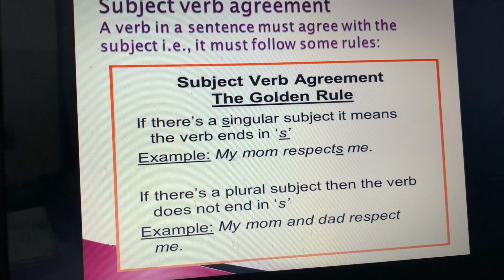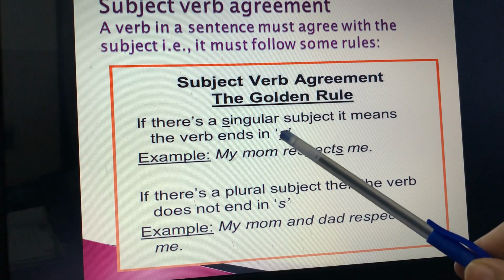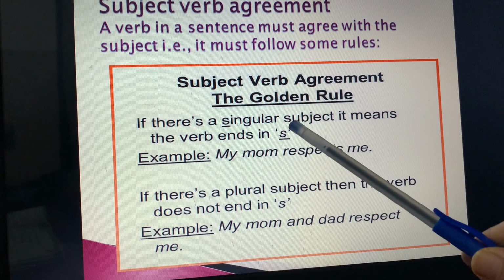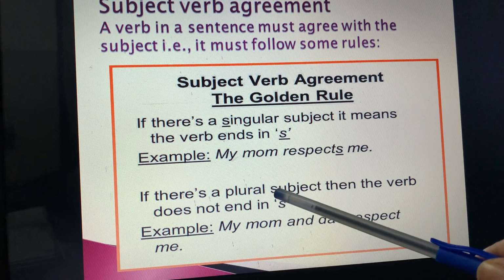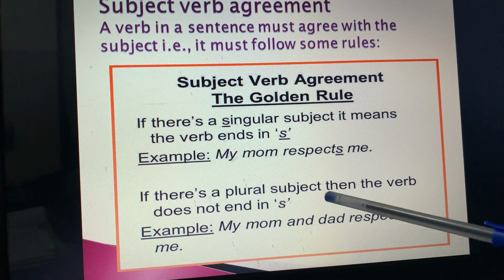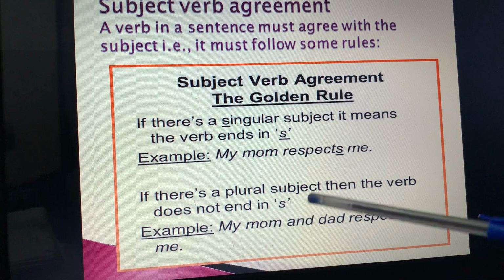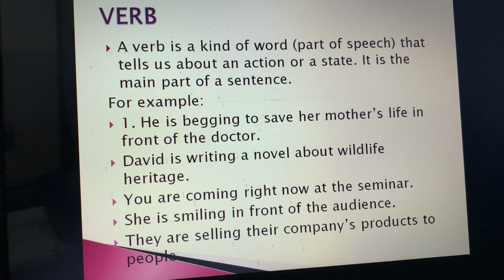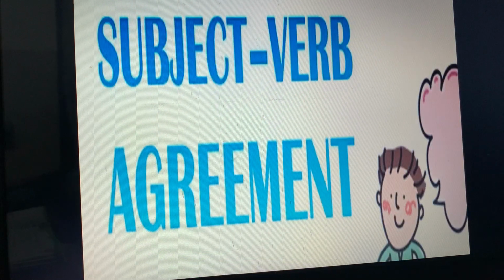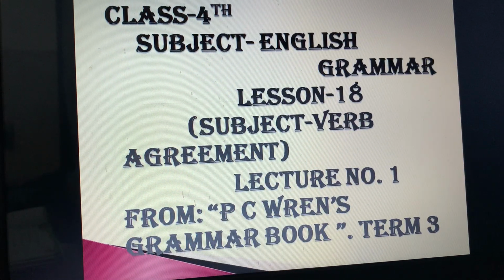Only one rule, that is the golden rule. If there is a singular subject, it means the verb ends with s. If there is a plural subject, then the verb does not end with s. This rule you have to keep in your mind and work according to it. So this is the end of the lecture.